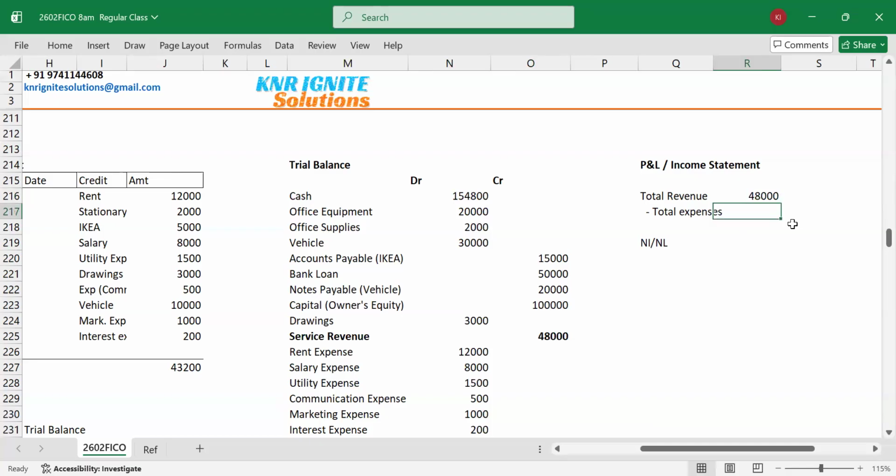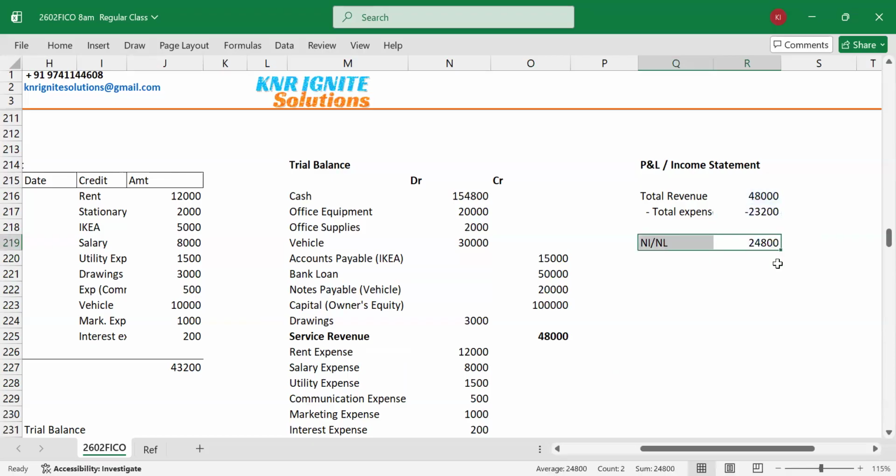And total expenses for the period that I spent, if you consider all the expenses that you have here, like rent expense, salary expense, utility expenses, and communication, marketing, and interest. All these are my expenses only for this period that has happened, for example, minus 23,200. If I consider these two, 24,800 is what I get. 24,800 will become your net income.